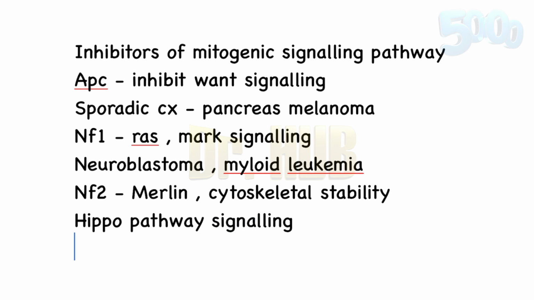Now, what are the familial syndromes? The familial syndromes involve neurofibromatosis type 2, which includes the schwannoma and the meningioma. The sporadic cancers include the schwannoma and the meningioma.